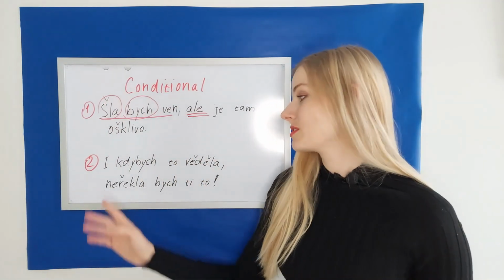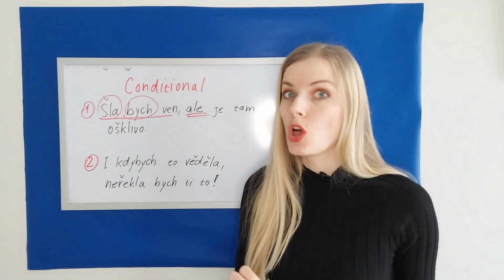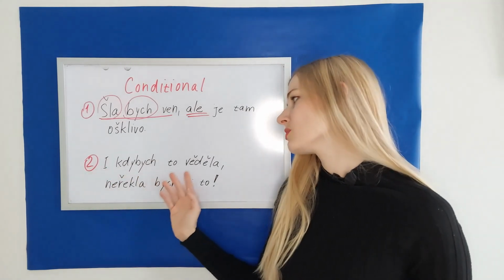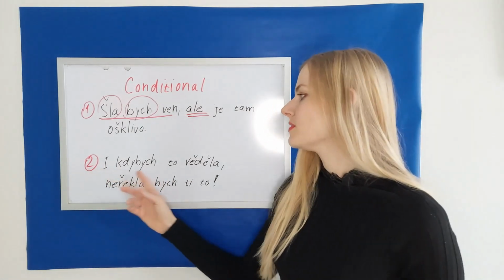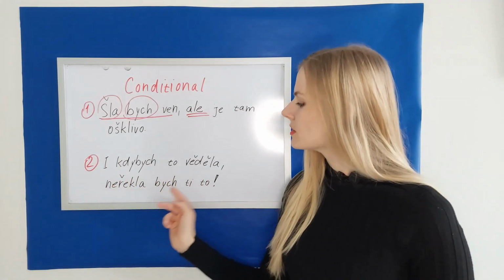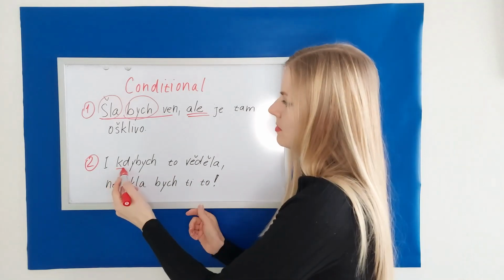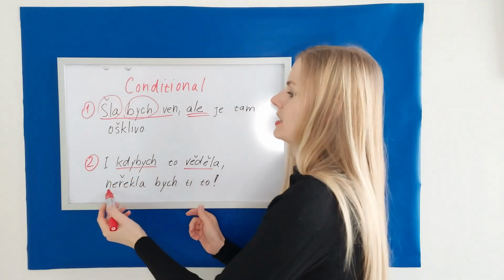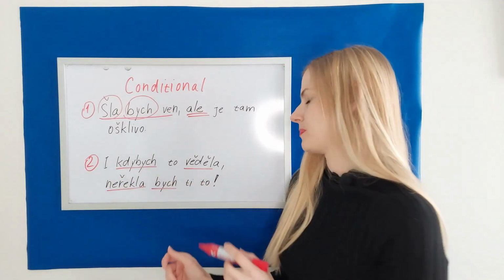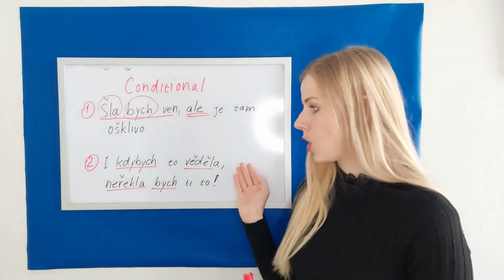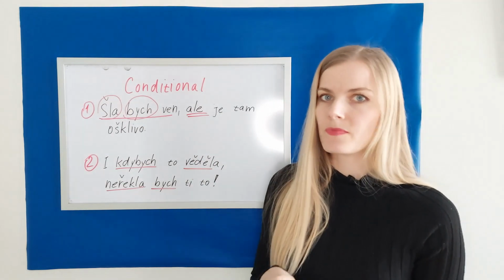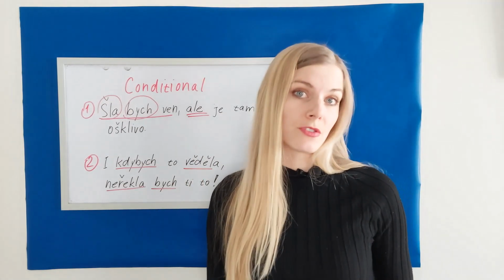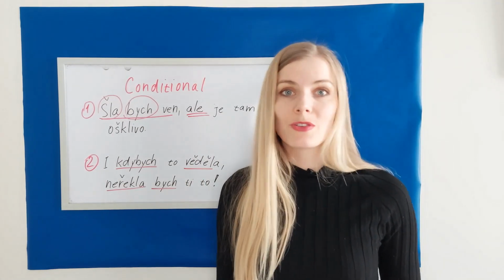Now let's read the second sentence, which is the conditional clause. I kdybych to věděla, neřekla bych ti to. Even if I knew that, I would not tell you that. This is the conditional clause, where the conditional form is in both sentences. Now, first things first, how do we form the conditional?